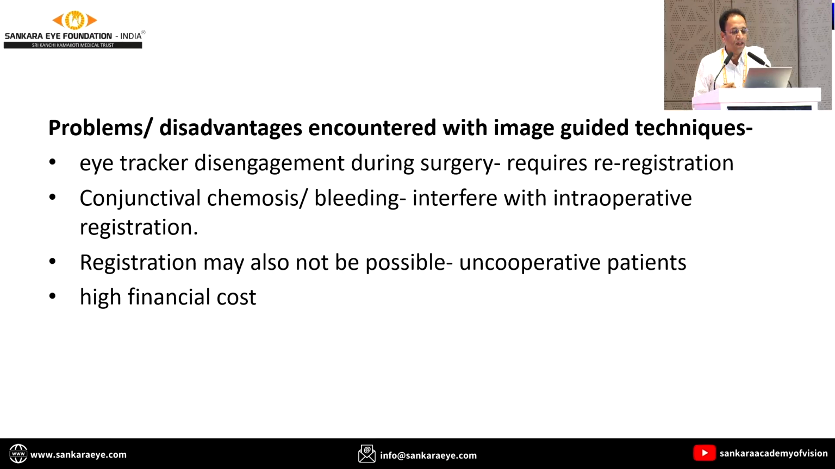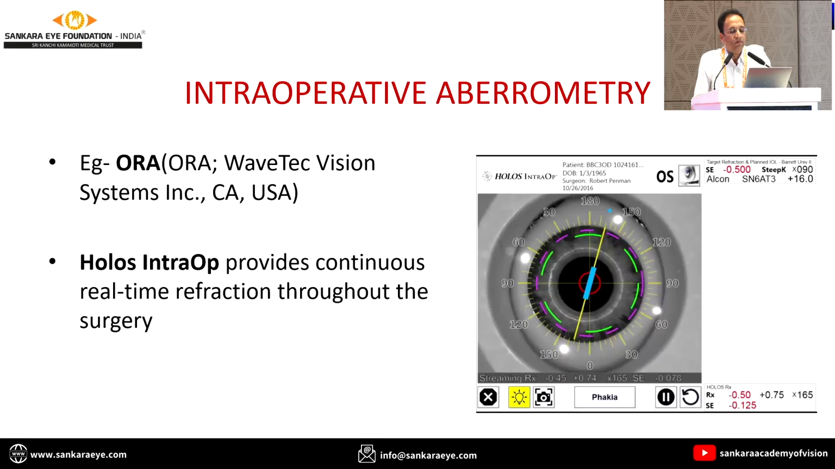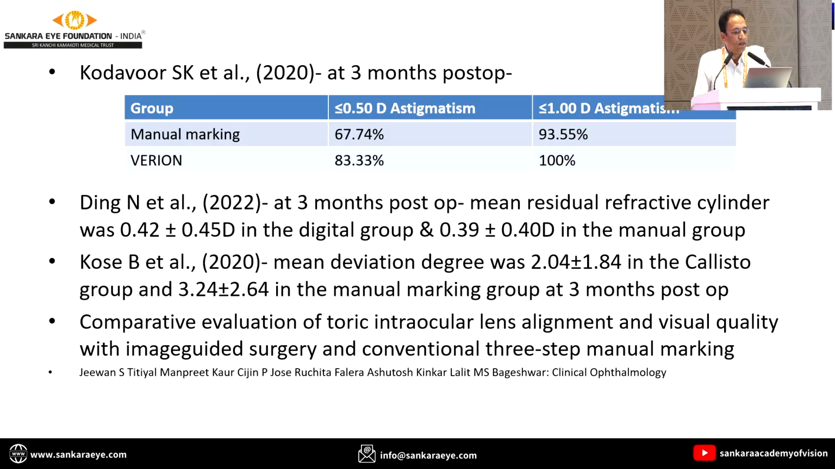And the eye tracker disengagement during surgery requires re-registration. That becomes very problematic. What is a 5-minute surgery will become a 10-minute surgery there. Conjunctival chemosis, bleeding interfere with intraoperative registration. Registration may also not be possible, especially if the patients are uncooperative, and most importantly, the high financial costs. So each of them has its own pros and cons, and of course, the future is the intraoperative aberrometry, the ORA. At some point, we will all have that, and that is the principle.